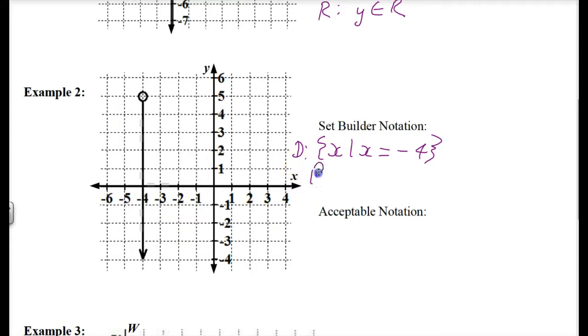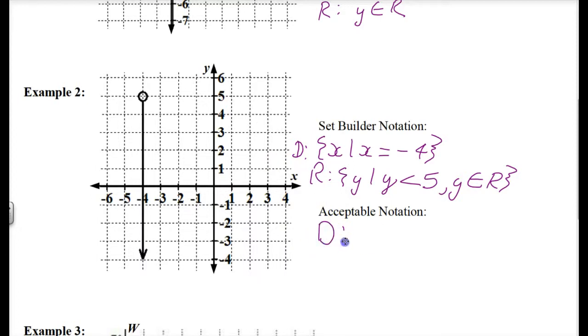The range such that y, well, remember the open circle means it does not include, so y has to be less than 5. Strictly less than, not less than or equal to, and we will also state that y belongs to the reals, meaning that it's every real number less than 5. Okay, means we don't include 5, but less than 5.